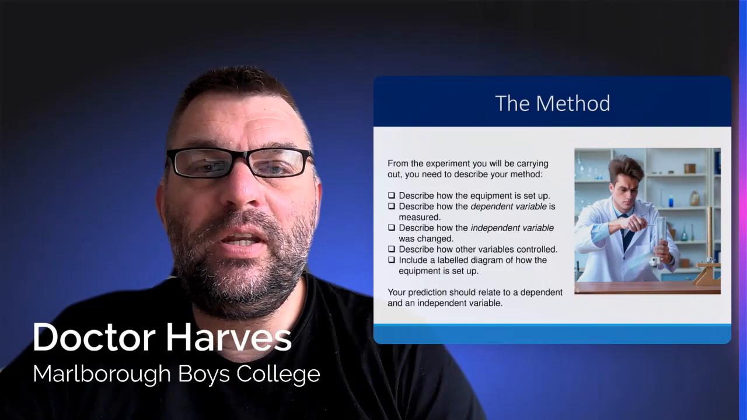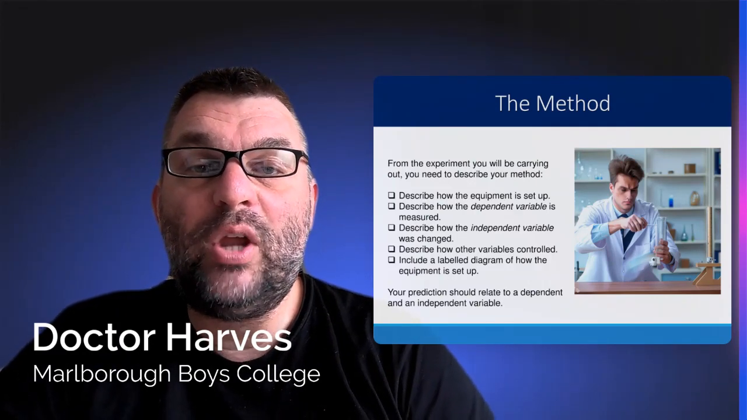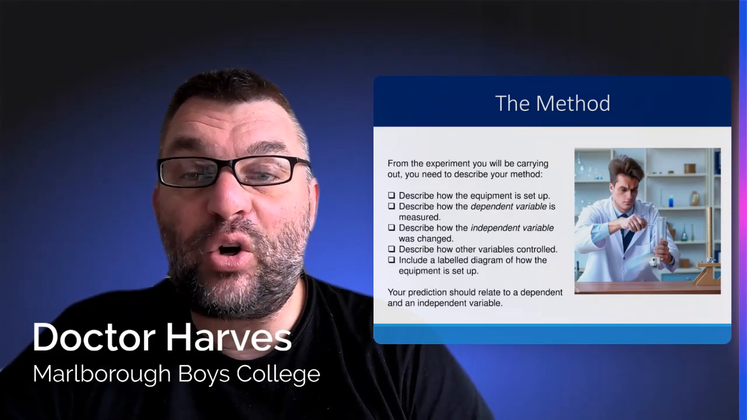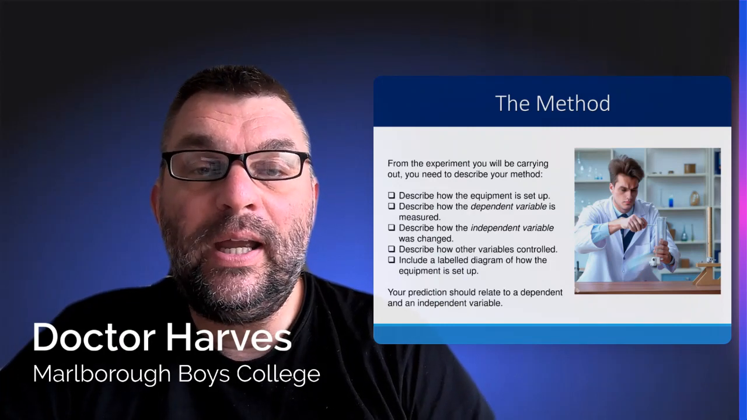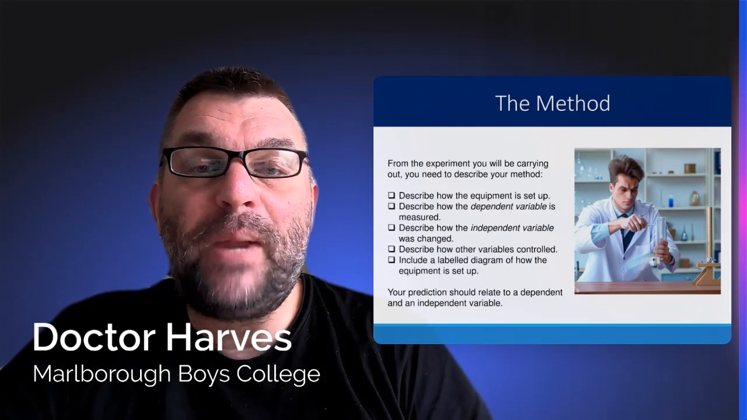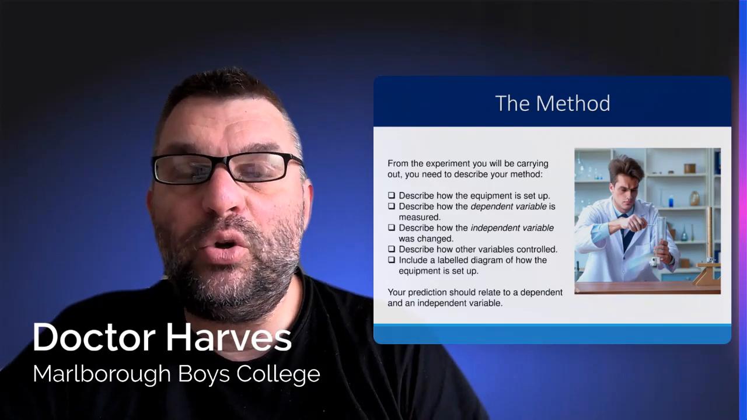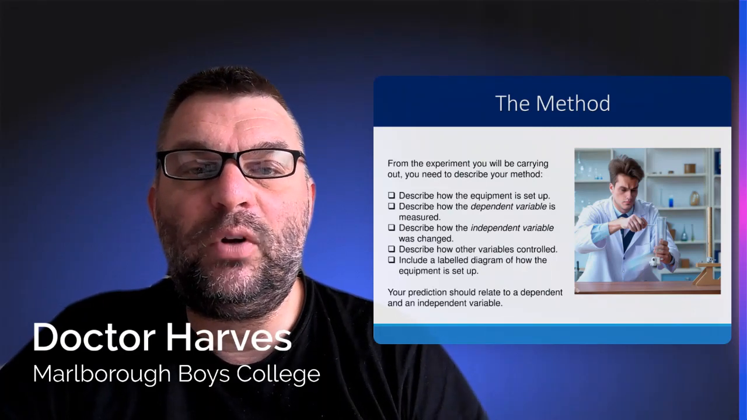So looking at the method, okay, you need to be able to describe your method. When you're writing your method, you have to describe how your equipment is set up. Now you can take a photograph of your equipment and label it, or create a scientific drawing. You have to describe how the dependent variable is measured. So you've got to work out what your dependent variable is, and then how you're going to measure it. And we'll look at that in the next slide.